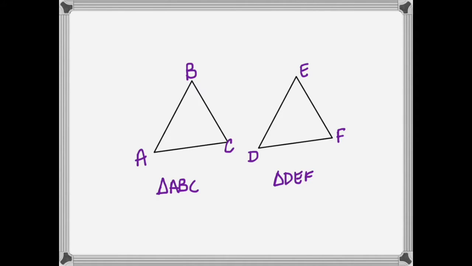So in this case, I would say that A would have to be congruent to D, because when I look at my original triangle setup, A and D are in the same position in that triangle. So A and D have to be congruent. In the same way, B and E are the second letter in that triangle. So B would have to be congruent to E.